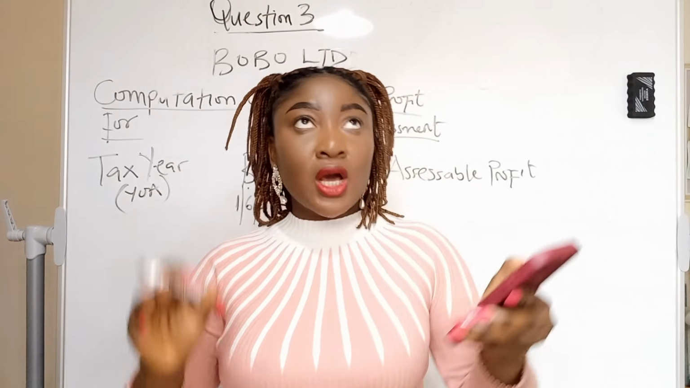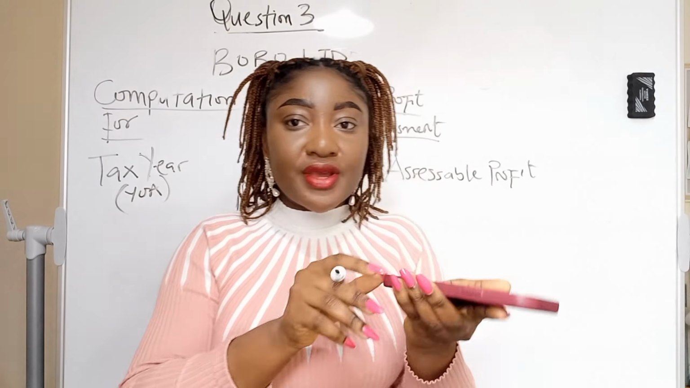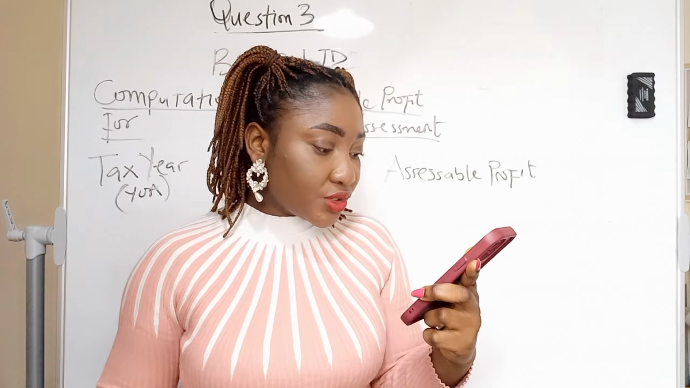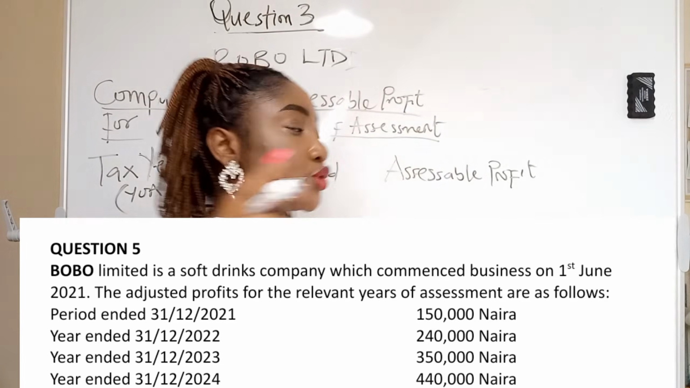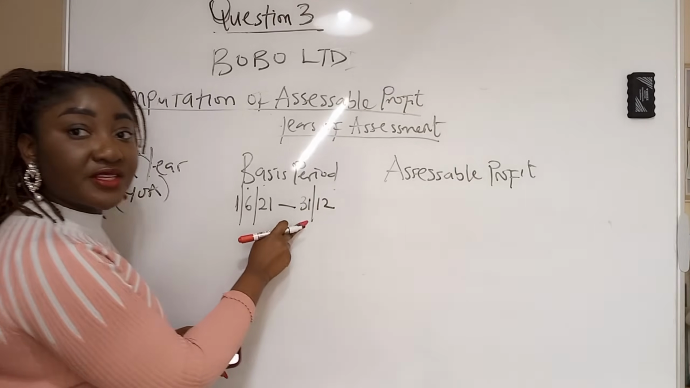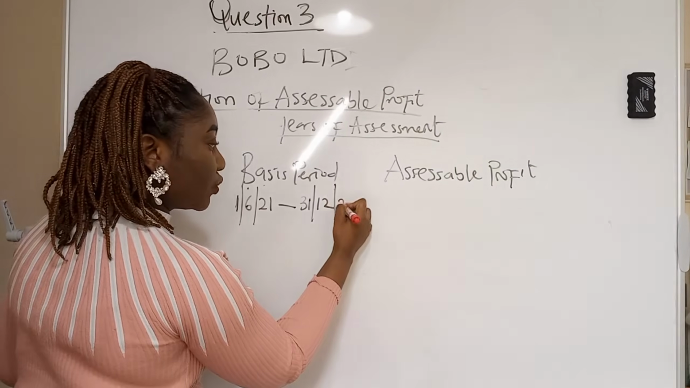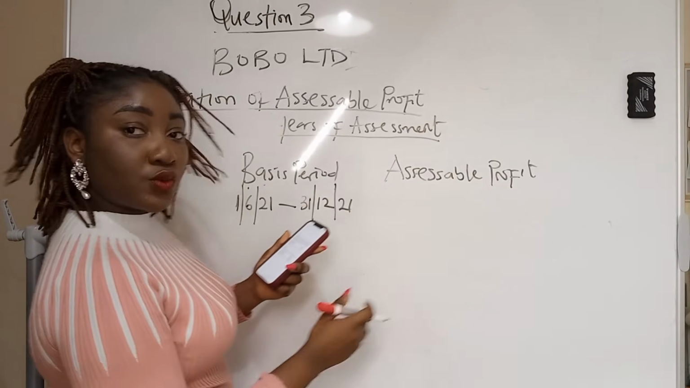Is it given to you in the question that Bobo Limited prepares accounts to? They didn't give you that, but you can see the trend in the question. I'll put it on the screen. Year ended 31st December 2021. So you put that there, 31st December. What is going to be the first accounting year end? 2021. Okay.